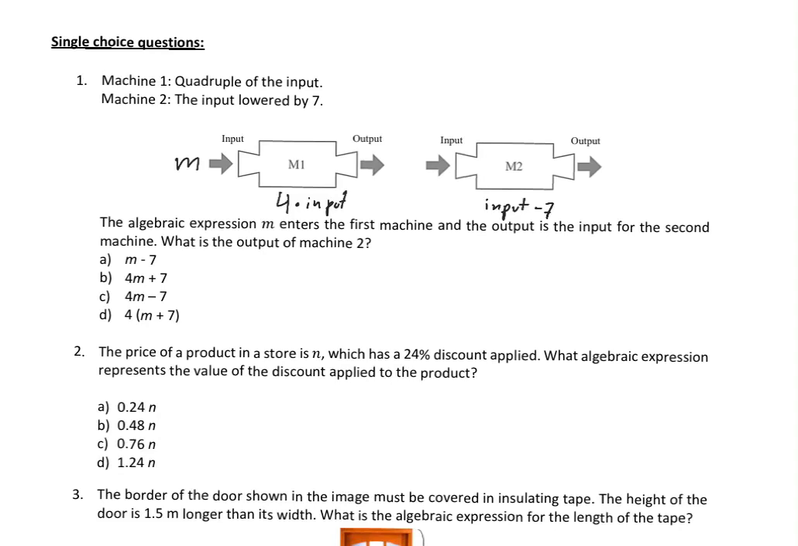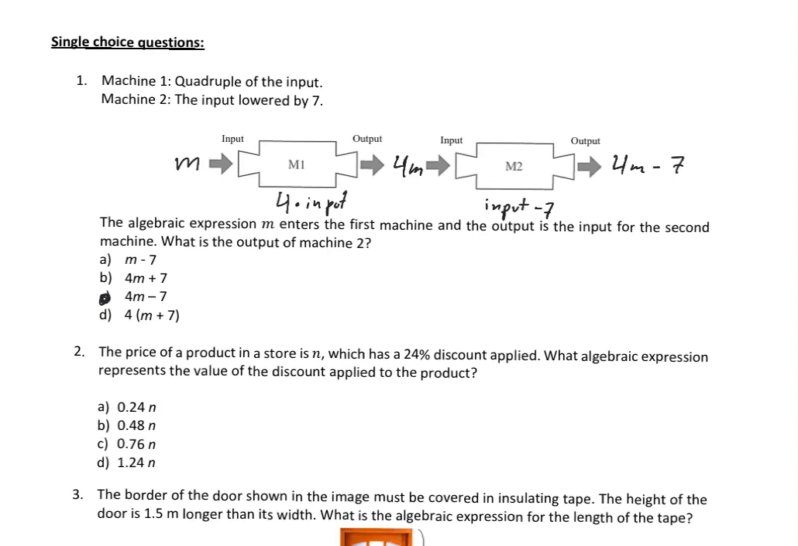So m comes in as the input of the first machine. What is going to be the output of that machine if it quadruples? Exactly. This is going to be 4m. 4m, right? M enters, 4m exits. And then that's the input for the second machine. So the output is going to be 4m minus 7, which happens to be, as Tricia said, C. All right? Everybody happy? Yeah. Good. Let's move on to the second one.